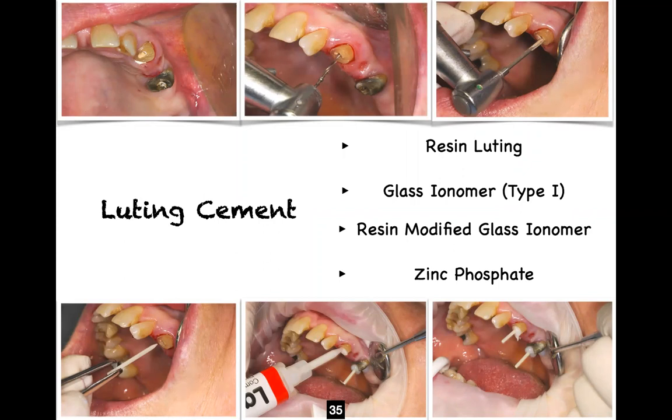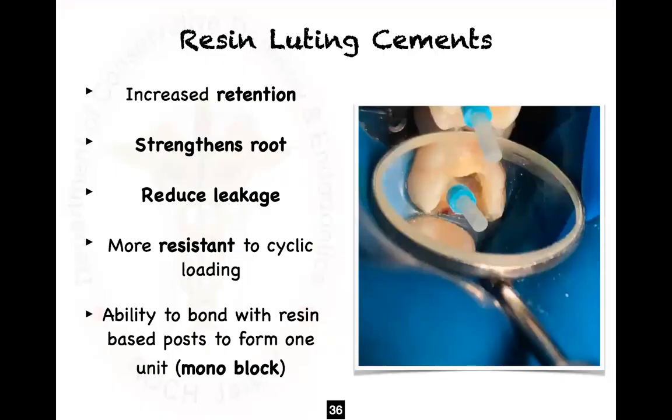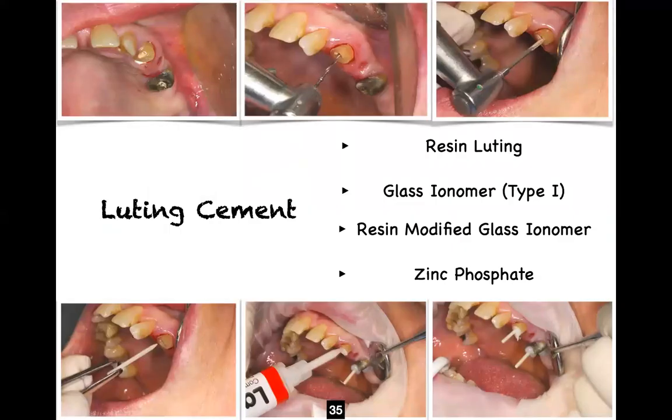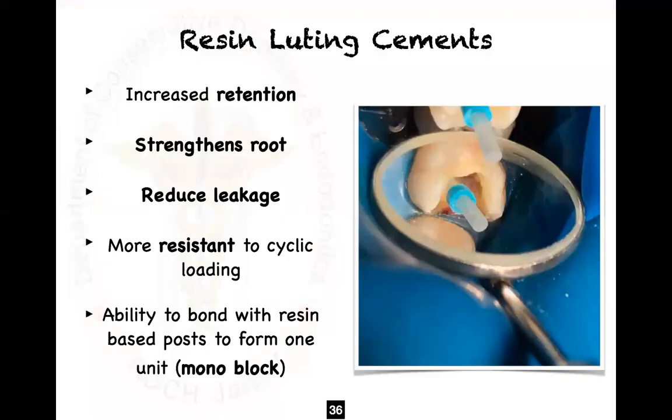So what are these luting cements? These are resin luting cements, glass ionomers. Which type one is a luting cement? You know that. Resin modified glass ionomer cements, zinc phosphates. Quickly I'm telling you what is in today. What is in modern endodontics? What are the practitioners using today? They're massively using resin cements. They're not using any of these that I mentioned before. They're massively using resin luting cements.